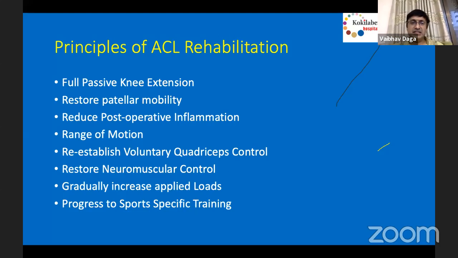Yes, and that brings us to the principles of ACL rehabilitation. So what are the principles? You should have a full passive knee extension in the first phase as you do the rehab, restore patellar mobility, reduce post-operative inflammation, achieve range of motion, re-establish voluntary contraction of the quadriceps, restore neuromuscular control, gradually increase applied loads, and progress to sport-specific training.